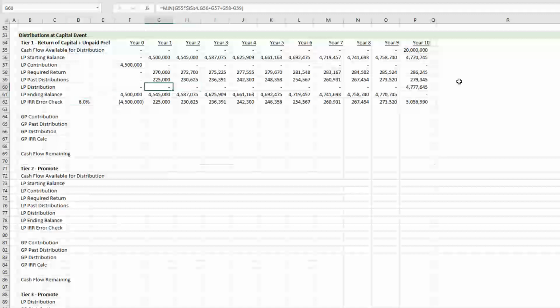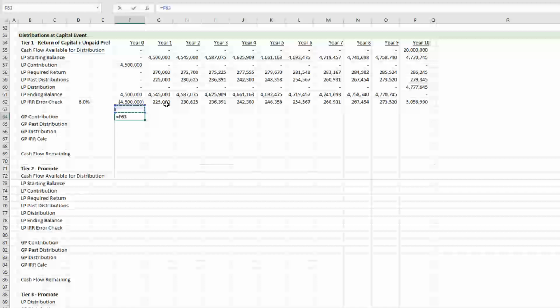Or basically what happened is here at this capital event, there is $4.77 million that was needed in order to return capital, $4.5 million, and cover the remaining unpaid preferred return, which was the difference between $4.777 million and $4.5 million. Now let's do the GP's cash flow in this tier.